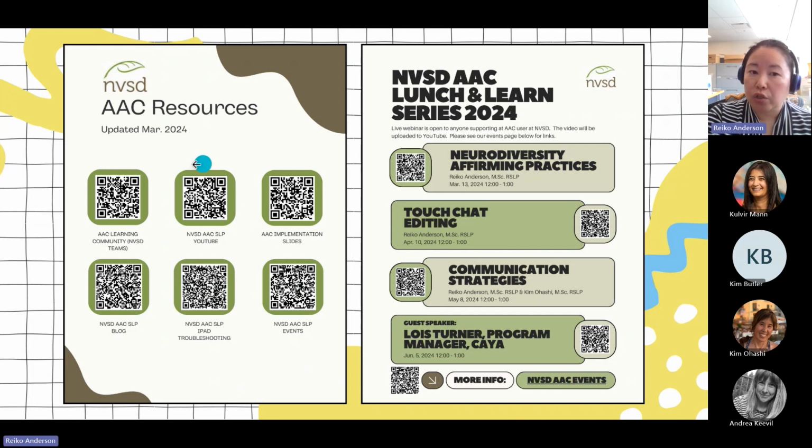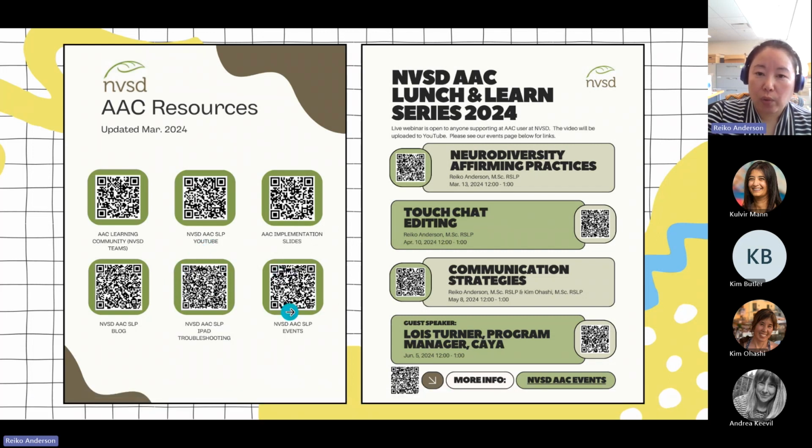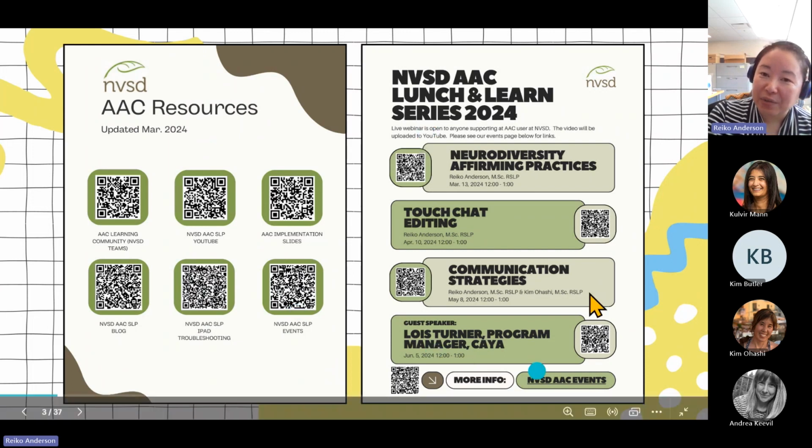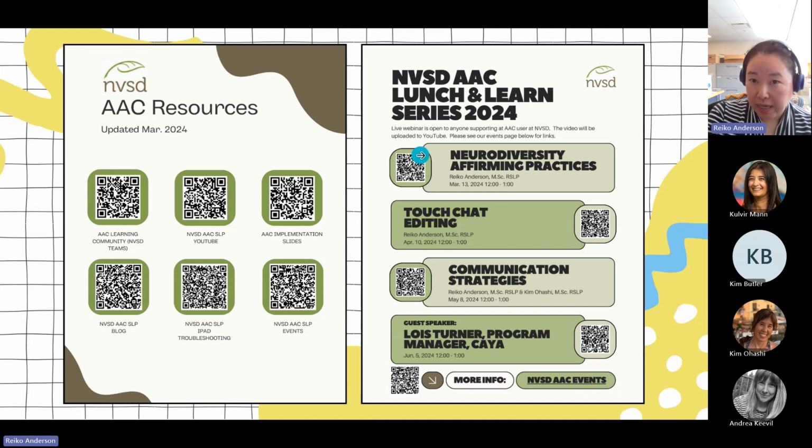This is a QR code to our YouTube channel, a QR code to our blog. This is the section of our blog with iPad troubleshooting, and then this is the section of our blog with events. And speaking of events, we have this handout here. This is our neurodiversity affirming practices session that we're talking about today. And so if you're here, you've probably seen this already.